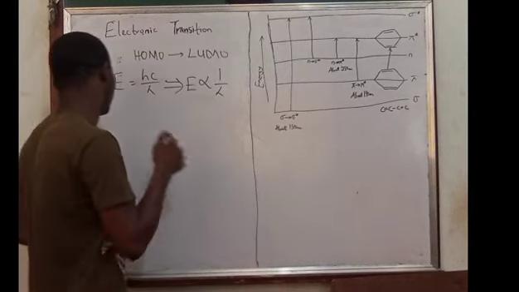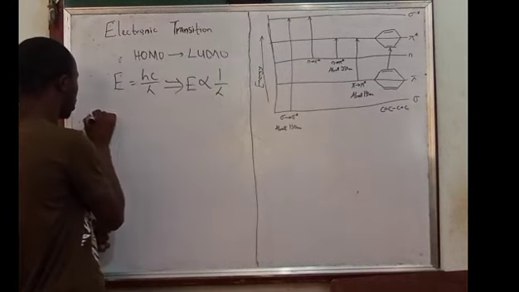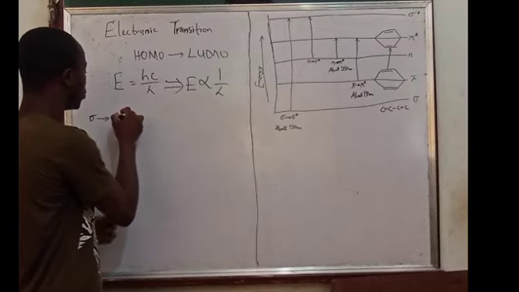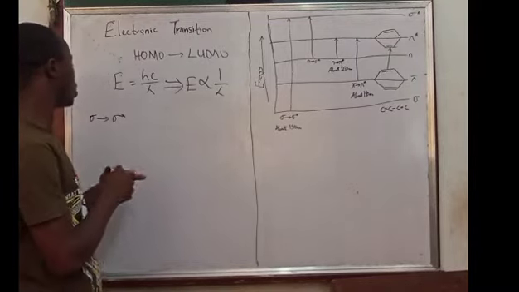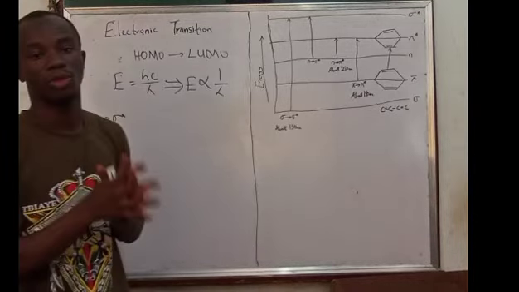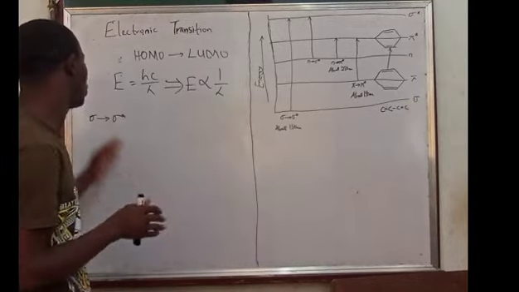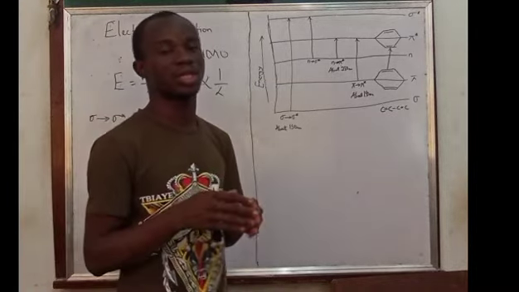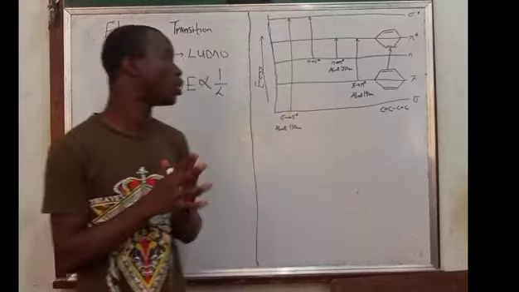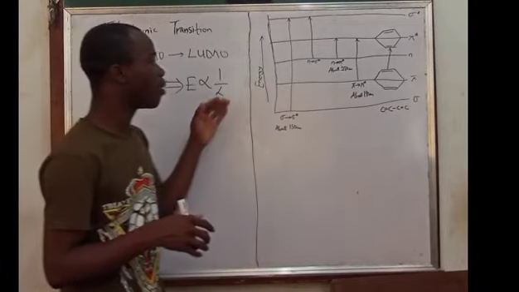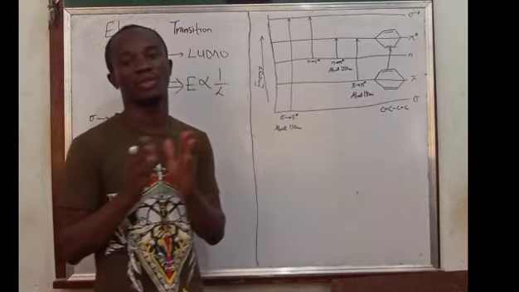First, we have sigma to sigma anti-bonding. When you see this star, it means that we are talking about an anti-bonding molecular orbital. So electrons can move from a sigma bonding molecular orbital to a sigma anti-bonding molecular orbital, and that we can see in this diagram. Now, different molecular orbitals have different energy.